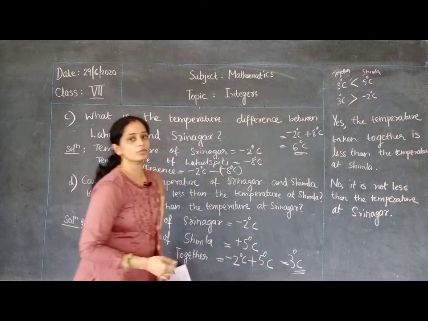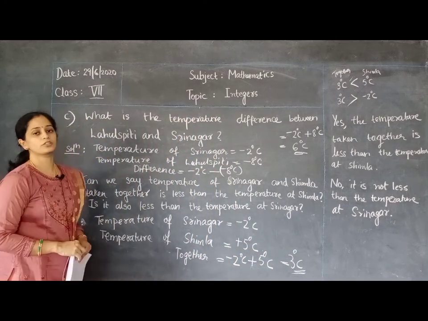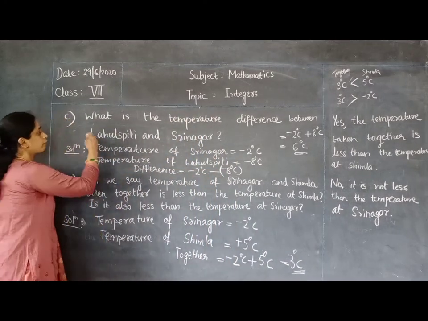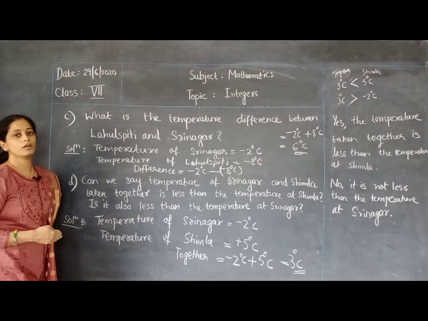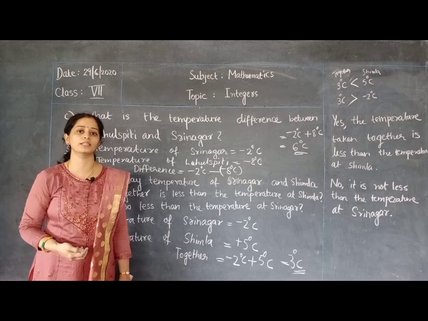I hope you understood this. So first question was the number line. In that they have asked 4 questions, A, B, C and D. Now we will move on to the second question in the next class.